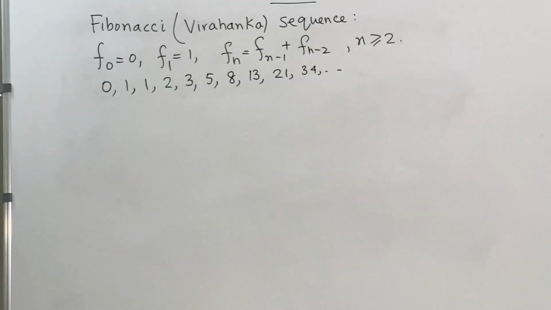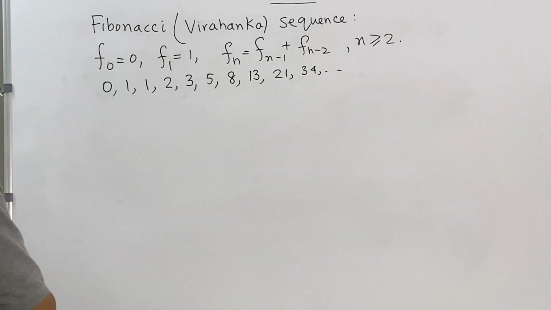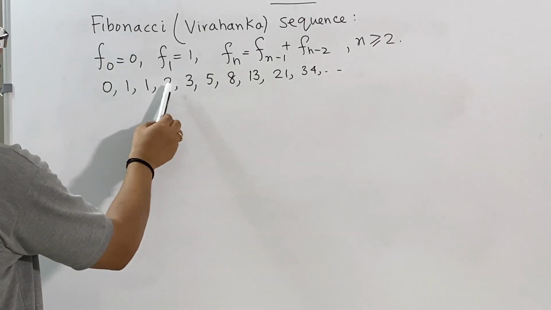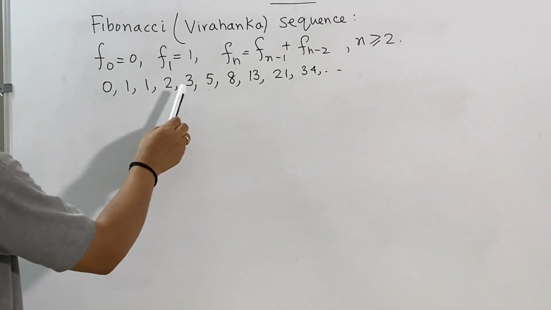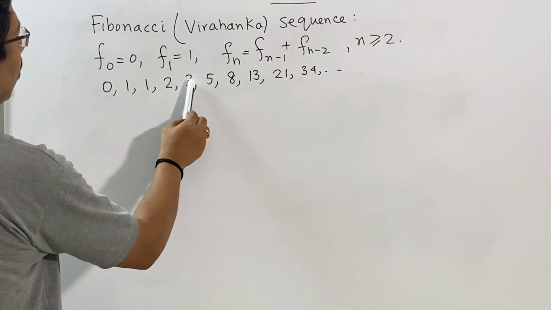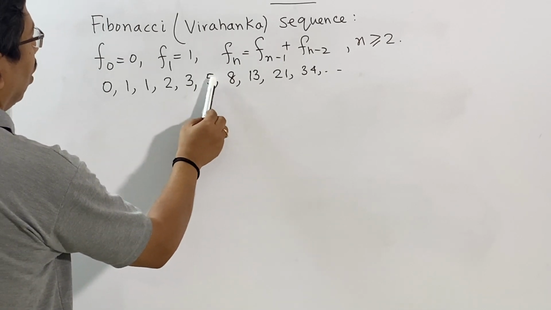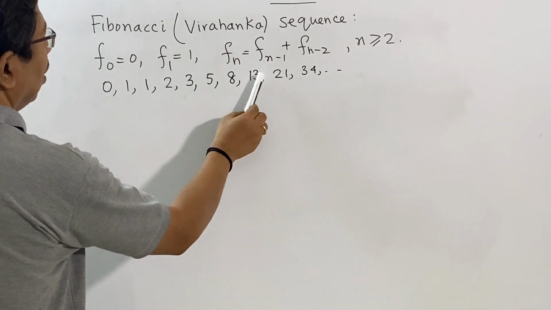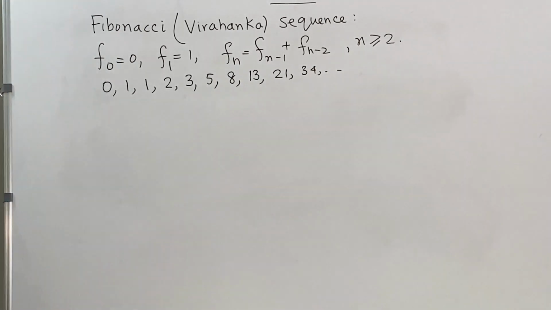So f2 is 0 plus 1, which you get 1. So f3 is 1 plus 1, that you get 2. f4 is 2 plus 1, 3. The next term is 3 plus 2, 5. Then 5 plus 3 is 8. 8 plus 5 is 13. 13 plus 8 is 21, and so on.